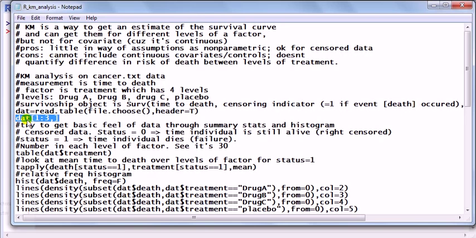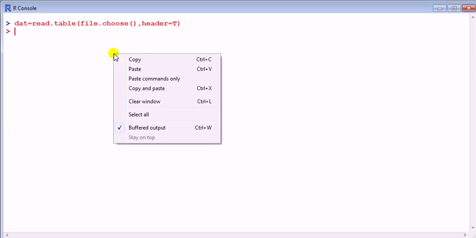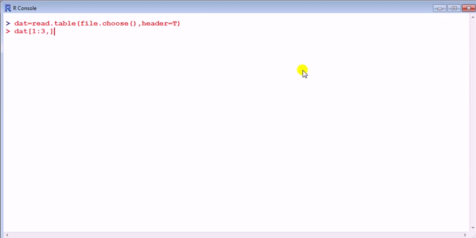Okay, I have loaded the data. So let's see what the structure of the data looks like. We'll just list the first three observations. What we have here is three variables. Death, which is the time to death. It's a very morbid kind of subject, but this is what it's about.